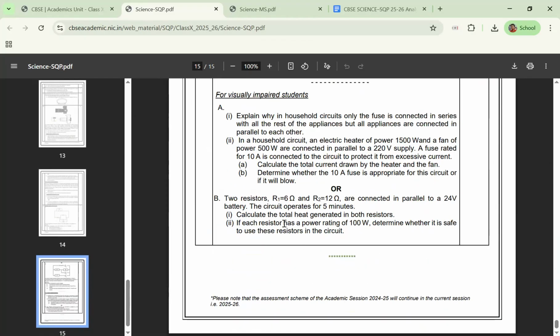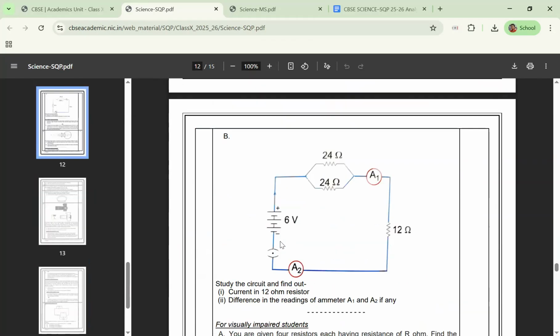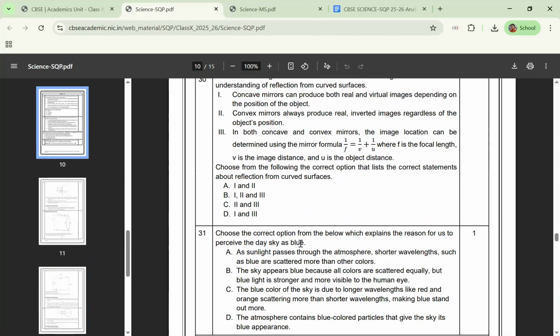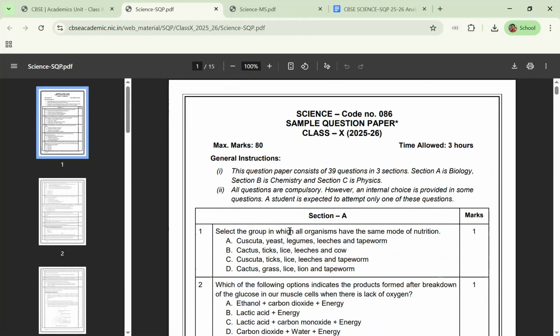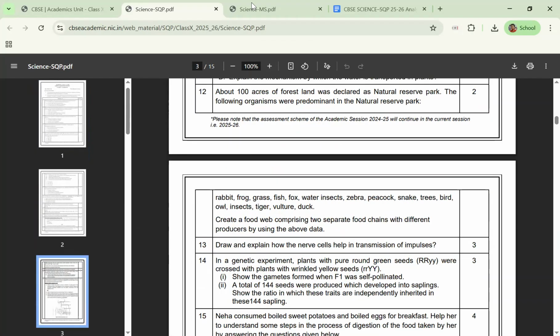If you see the note at the bottom, it says, please note that the assessment scheme of academic year 24-25 will continue in the current session, which is 25-26. So everything remains the same. The portfolio, multiple assessment, subject enrichment, and the type of questions all remain the same. The only difference is that the sample question paper says that physics, chemistry and bio will now have a separate portion in the paper, which means there will be separate physics, separate chemistry, separate bio. No confusion of combined questions. So this is the question paper, and the answer key is also available.